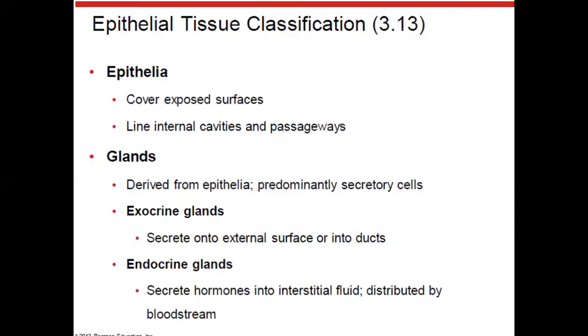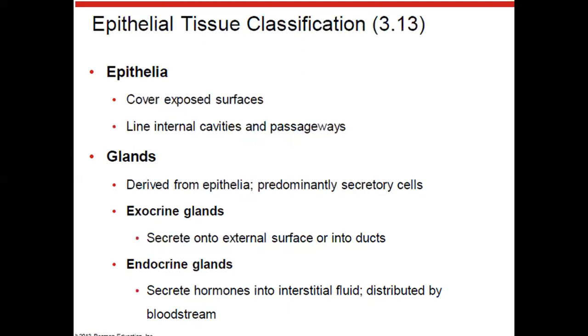So that's it for the background of tissues. We have the basics, the 4 types. Now we're going to go into these 4 types and discuss the specifics about each type of tissue. We'll start with epithelial tissue.